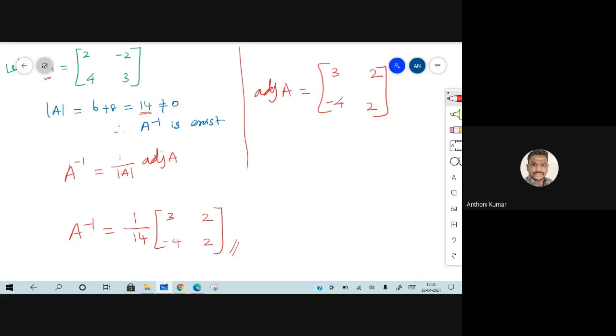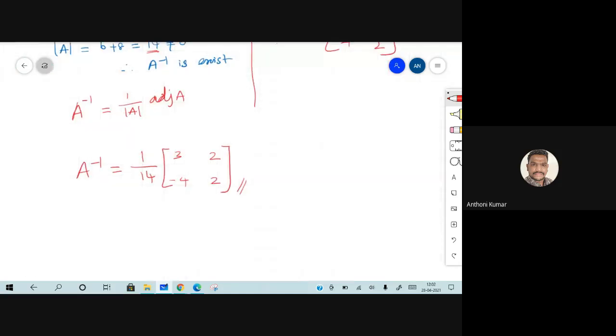This is the required adjoint of the matrix. Sorry, this is the required inverse. You can take the 14 inside and do it. Nothing wrong. Further, if you want to simplify, you can do like this. The exact A inverse is equal to 3 by 14, 1 by 7, minus 2 by 7, and 1 by 7. So this is the exact inverse of the matrix.